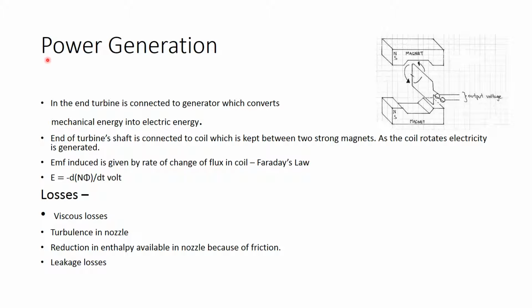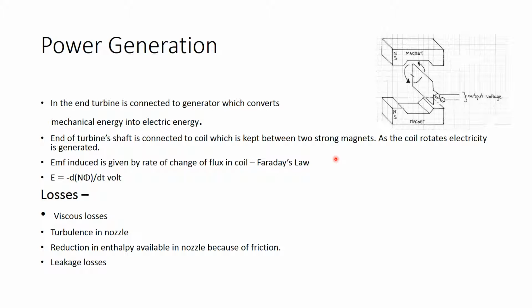Now coming to the electrical power generation part. As the water falls on the turbine, the shaft connected to the turbine rotates. Shaft's other end is connected to the coil, which is kept between two strong magnets. As the shaft rotates, the coil also rotates and the magnetic flux passing through the coil changes with time. According to Faraday's law, when the magnetic flux linking a circuit changes, an electromotive force EMF is induced in the circuit proportional to the rate of change of flux.